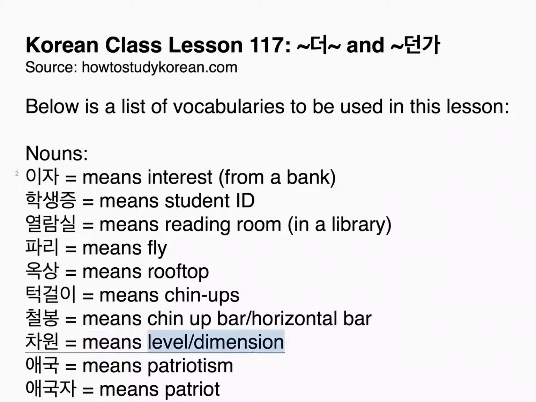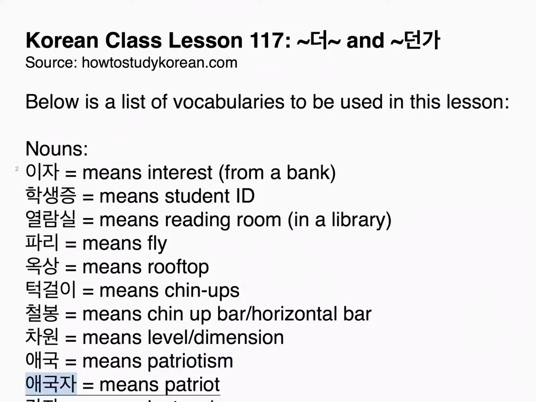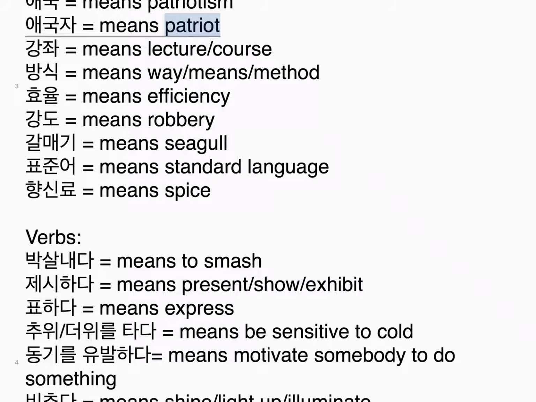차원, means level, dimension. 애국, means patriotism. 애국자, means patriot. 강좌, means lecture, course. 방식, means way, means, method. 효율, means efficiency. 강도, means robbery. 갈매기, means seagull. 표준어, means standard language. 향신료, means spice. Verbs. 박살내다, means to smash.